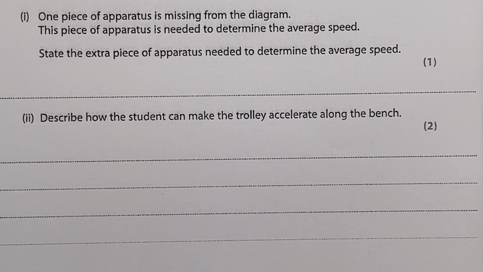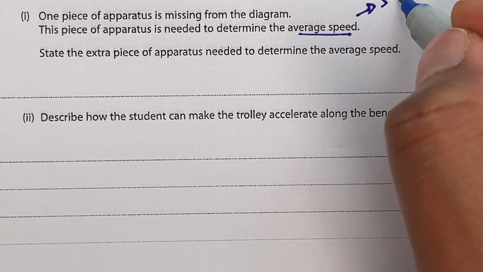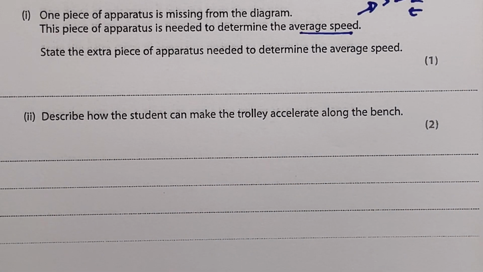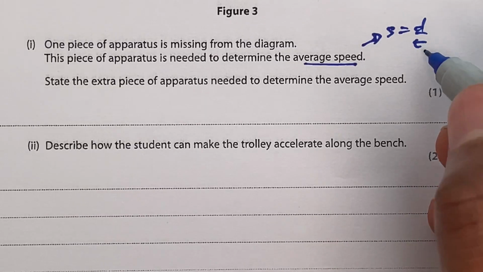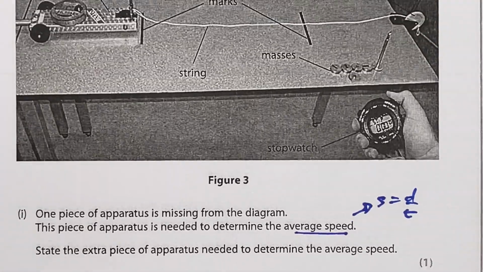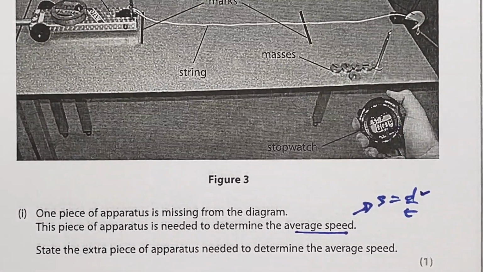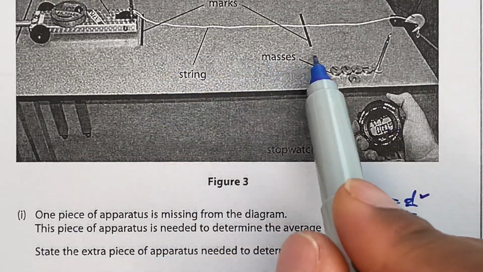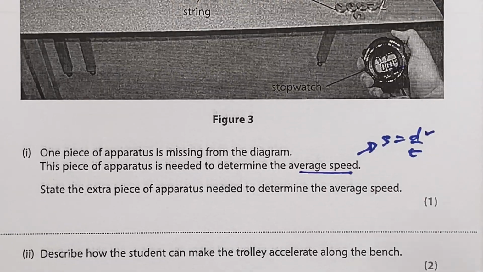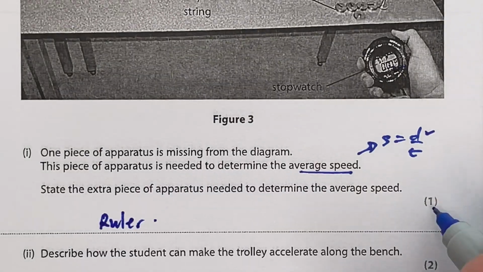This piece of apparatus is needed to determine the average speed. I know that speed is distance over time. Okay, state the extra piece of apparatus. I need to know the time. But from looking at the image, I can see the stopwatch is used already. So I'll leave time. What do I use to measure distance? There's no meter rule here, so my answer would be they need a meter rule or a ruler. That gets me my 1 mark.